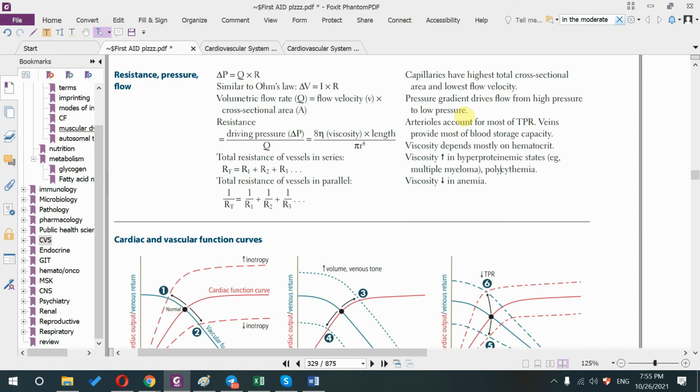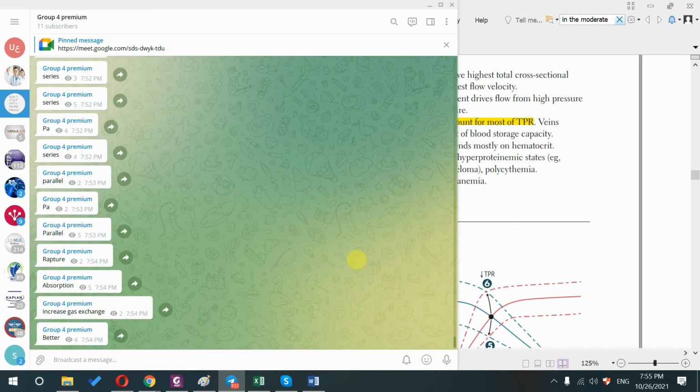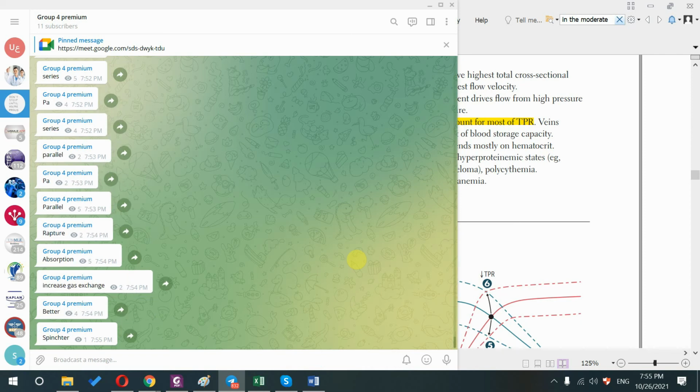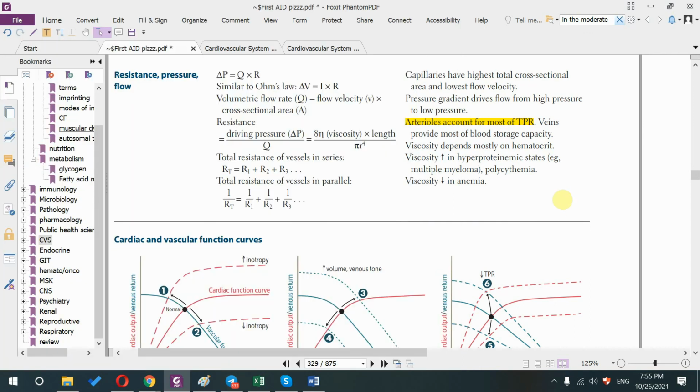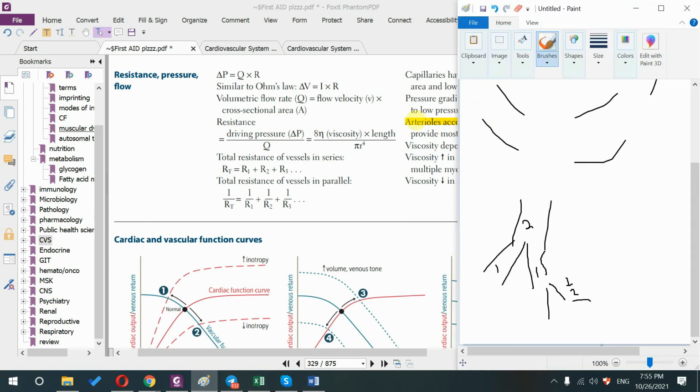This is just self-explanatory. So arterioles account for most of the total peripheral resistance. Remember the thing I was annoying you about the whole day? Here it is. Arterioles are the main thing. And what thing inside of the arterioles actually controls it? Total peripheral resistance, systemic vascular resistance, precapillary sphincter. Good. Veins provide most of the blood storage capacity. A lot of students mix that up.